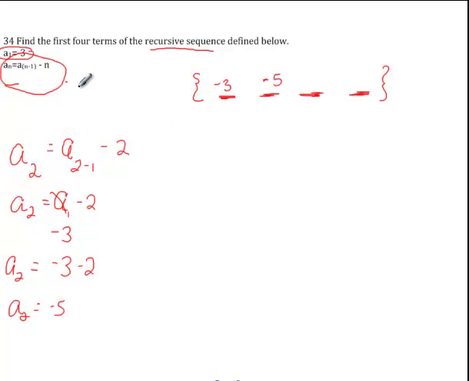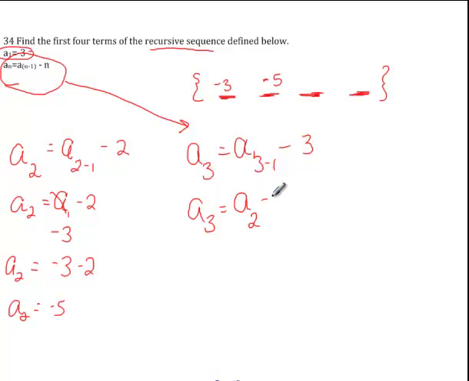All right. To find my third term, a sub 3 minus 1 minus 3, because n now is 3. My third term is found by taking my second term and minusing 3. So my third term is -8.